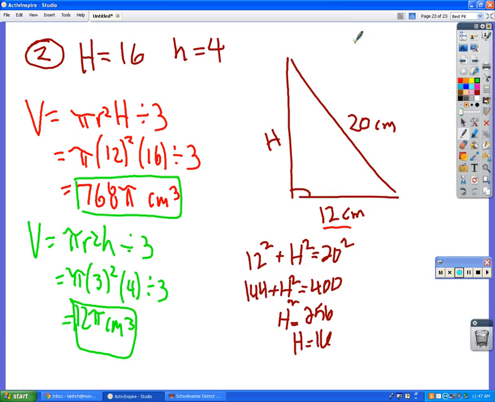Right, but since we know that the ratio of the heights is 4 to 1 and volume is cubed, that means the ratio of the volumes is going to be 4 cubed to 1 cubed, or 64 to 1. Okay? So lots of stuff in there. Great problem. Would make a great test question.